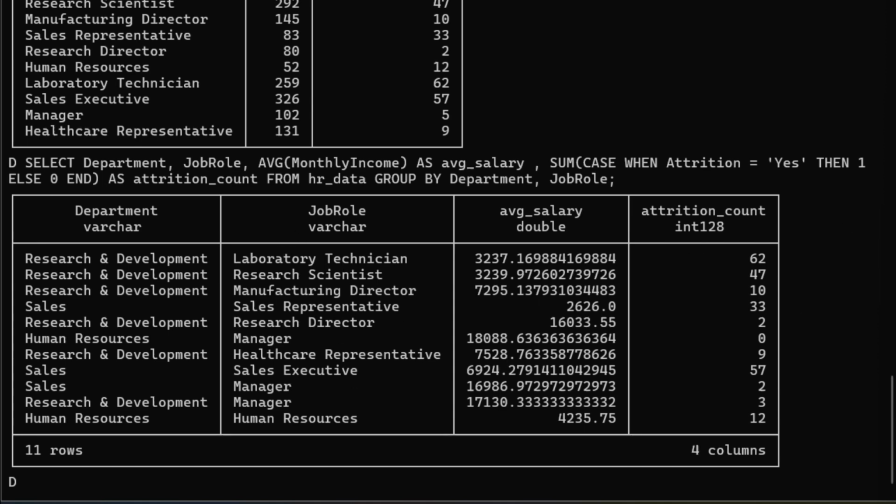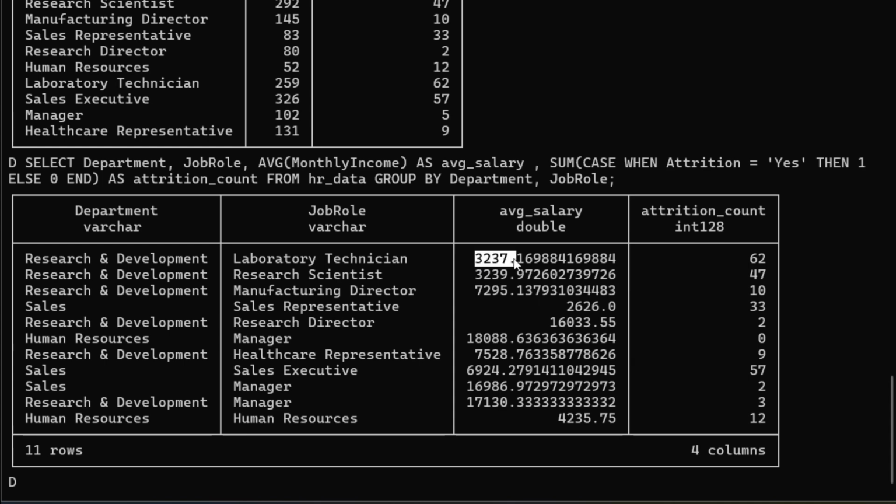And as we see here, this is our summary table, and you can see laboratory technician, sales manager, human resources, and so on. We group the data by department and job role, and we calculate the average salary and the number of employees who left, that is the attrition count. What this table shows is that each row represents a specific job role inside a department, how much they earn, and how many people left. So here is the department and their job, their average salary, and how many left in this job role.